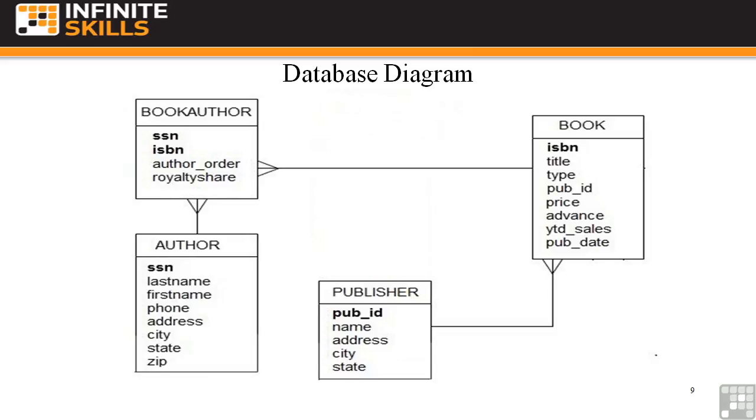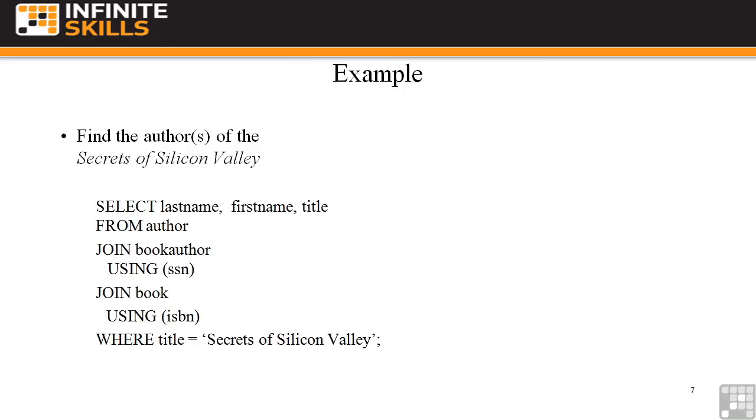I'm going to go back to the slide we were on now, and here's the walk through of the statement. So we're getting the last name, first name, and title from the author, join to the book author table using the Social Security number. That's the connecting column. Now, book author joins book using the ISBN number. Additionally, we have some criteria, and we specify that criteria in the where clause, where title equals Secrets of Silicon Valley. All right, let's go ahead and run this statement.